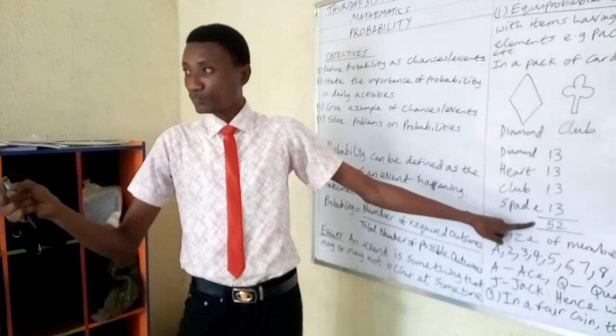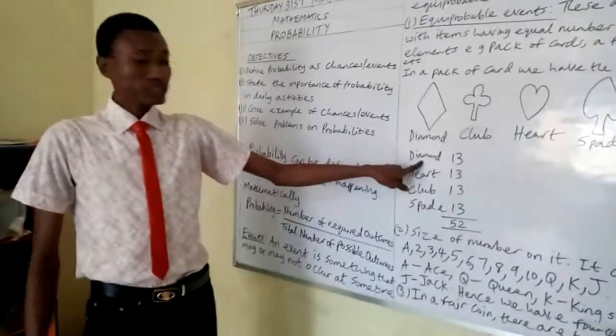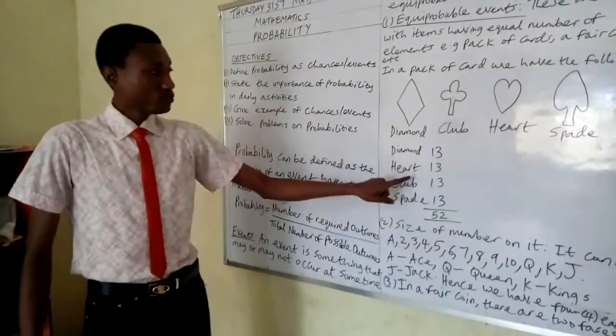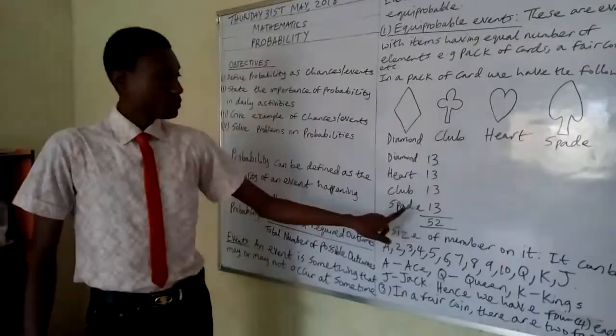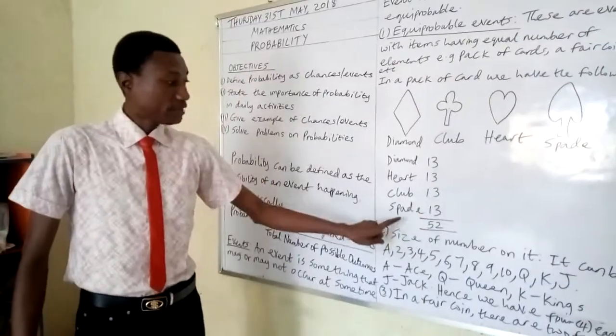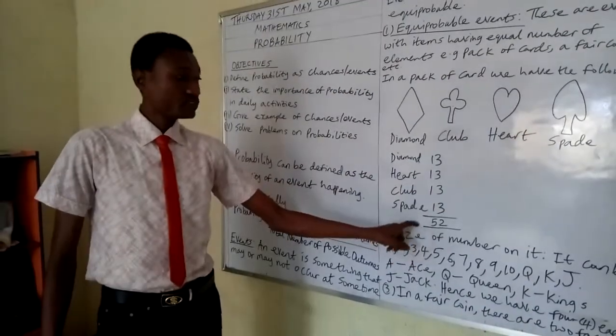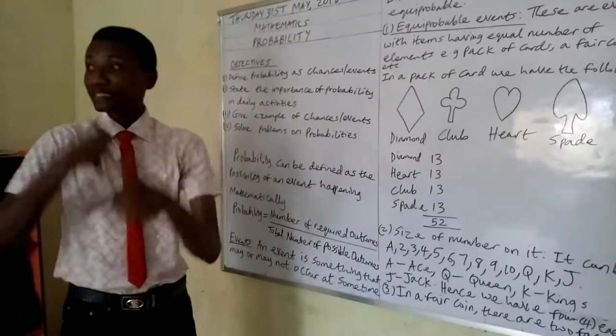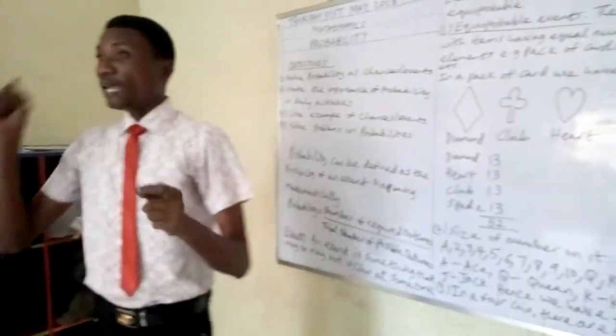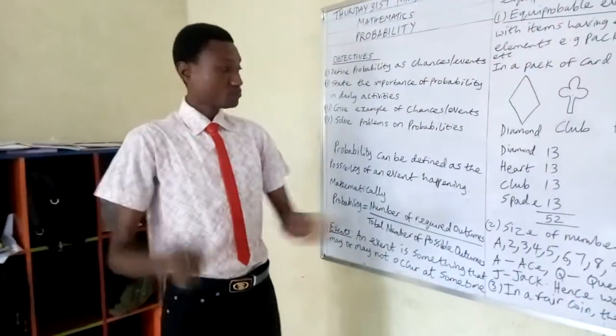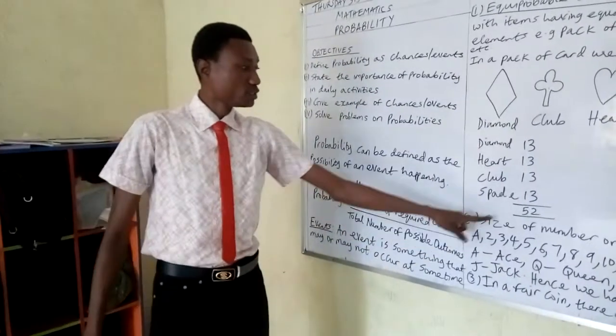How do we have that 52? We have the diamond to be 13, we have the heart to be 13, we have the club to be 13, and we have the spade to be 13. When you add everything, it will give us 52. Which means, if you are dealing with cards, please take note. Anytime you are dealing with cards, the total number of outcomes is what? 52.